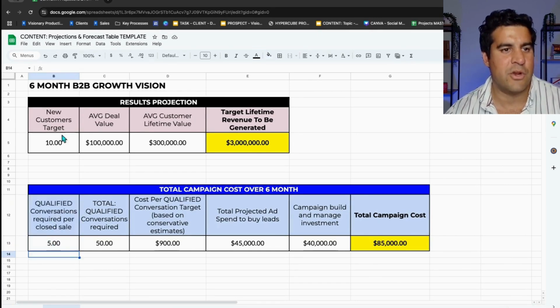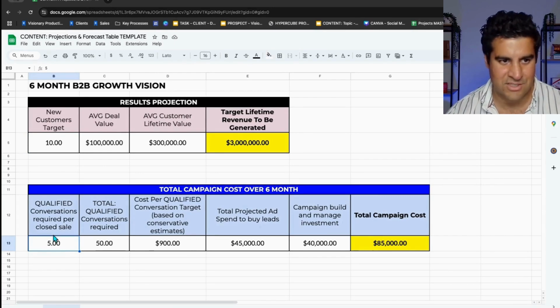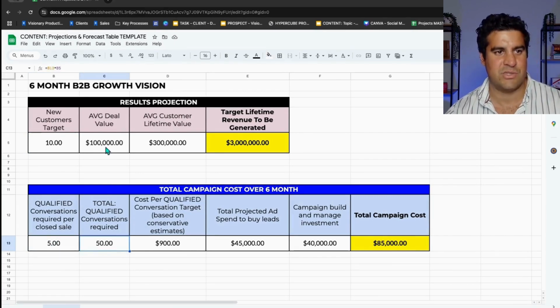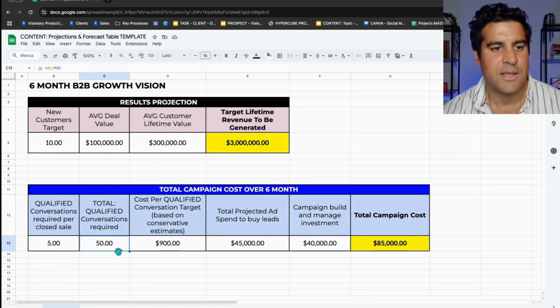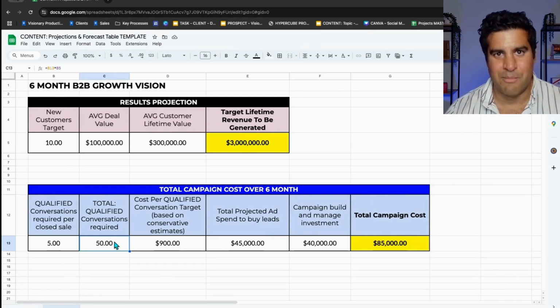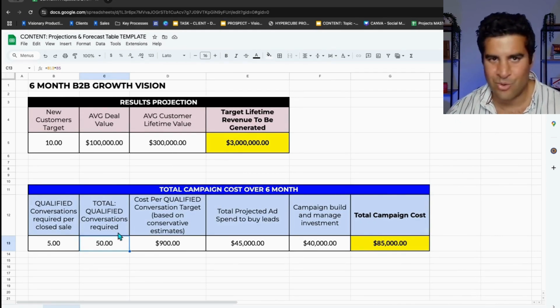That's really key. So if we're targeting 10 new customers, we're saying 5 qualified conversations required per closed sale. So that's your sales close rate. Then we know we have to buy 50 qualified conversations to achieve that target. So we've got a really good marketing goal here now. So as you're running your marketing, now you've got a measuring stick to measure. So you'll know in the first month whether it's working or not, whether you have to change strategies, whether you're over the target, all that sort of thing.